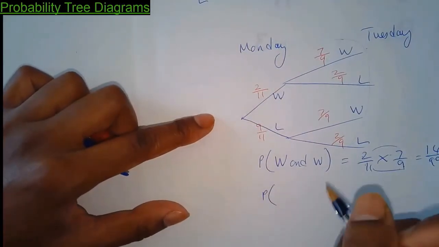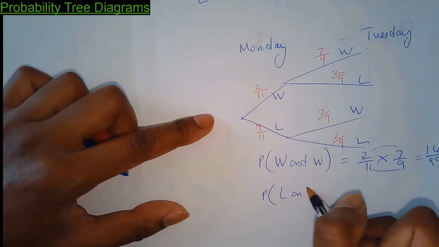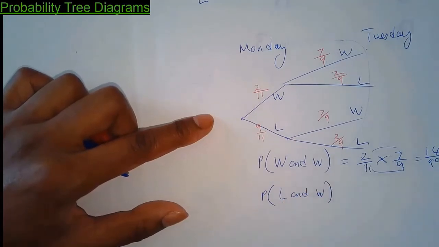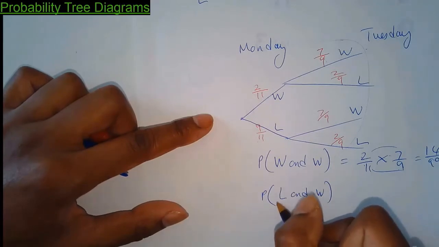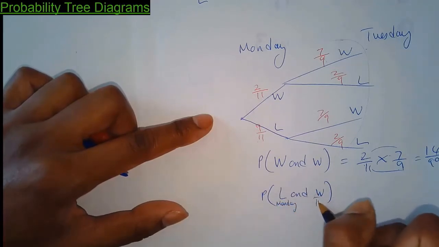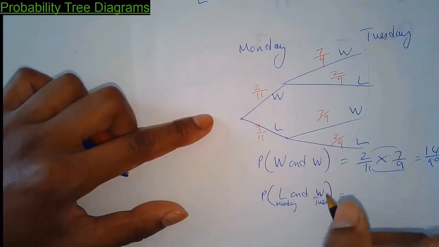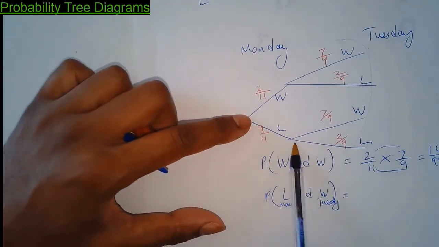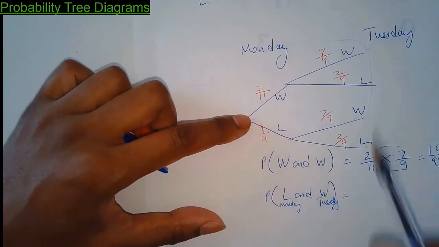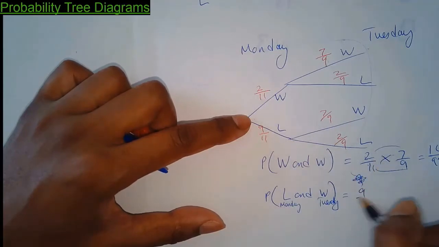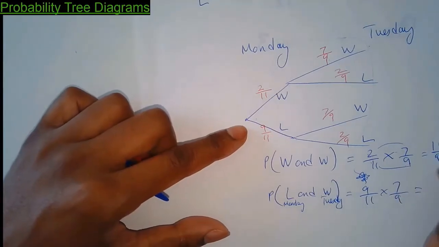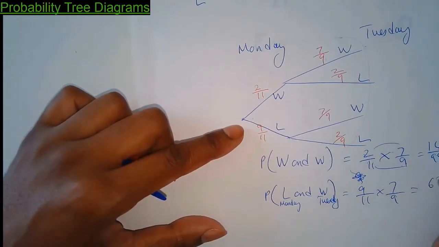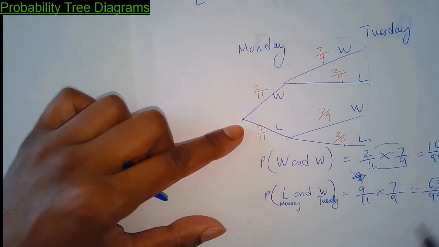Probability of me, let's say, losing first and then winning. Losing on a Monday, winning on a Tuesday. Monday, Tuesday. So we're looking at losing, winning. This branch over here, that's 9 11ths multiplied by 7 ninths. 9 times 7, 63. 11 times 9, 99. And then, if you can, simplify.